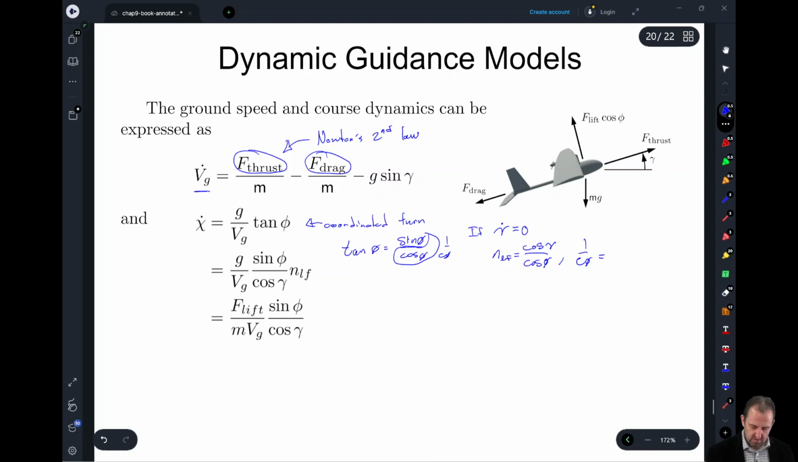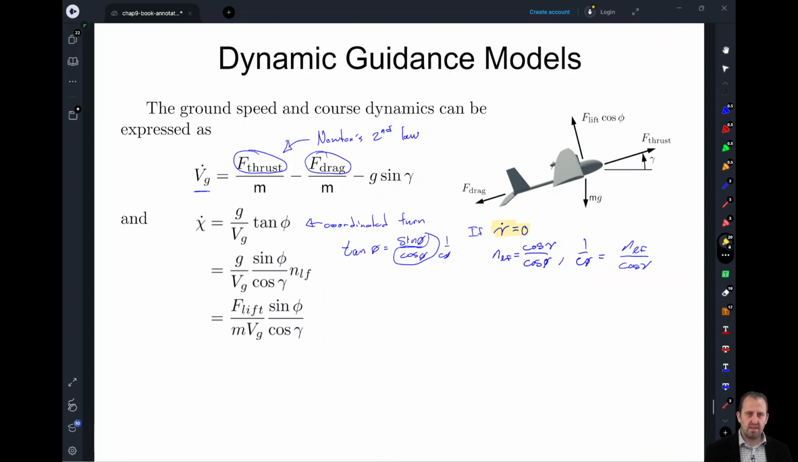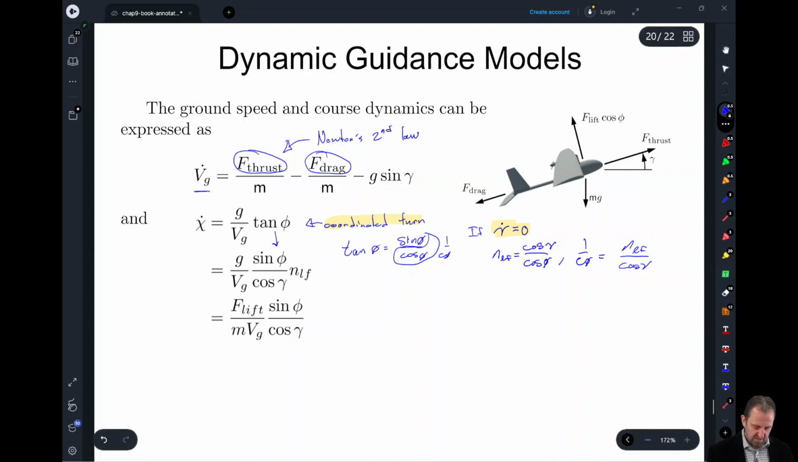It's just going to be equal to the load factor divided by the cosine of gamma. So the assumptions made here are, one, gamma dot is equal to 0, and two, we're assuming a coordinated turn. That's where we go from tangent of phi to 1 over cosine of phi being equal to the load factor all over the cosine of gamma.